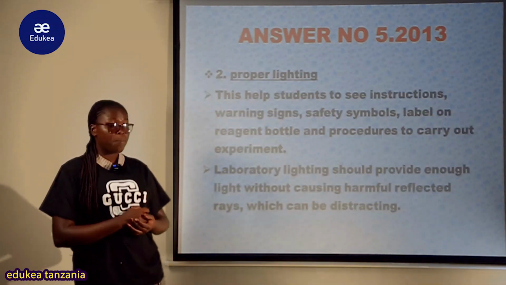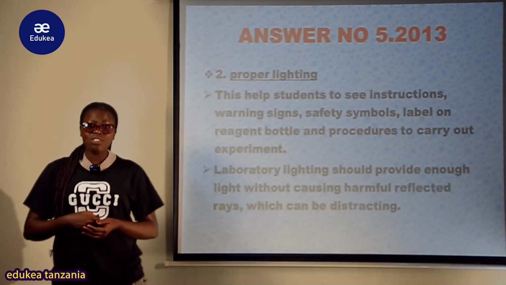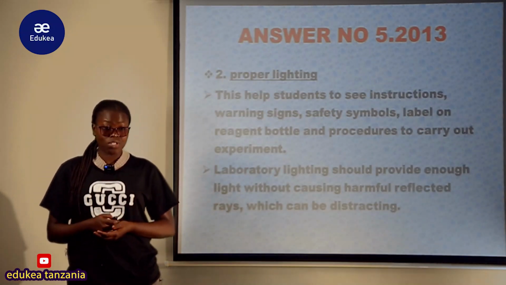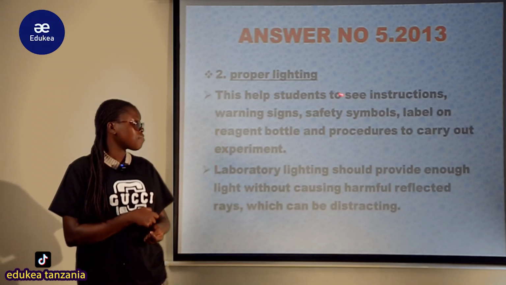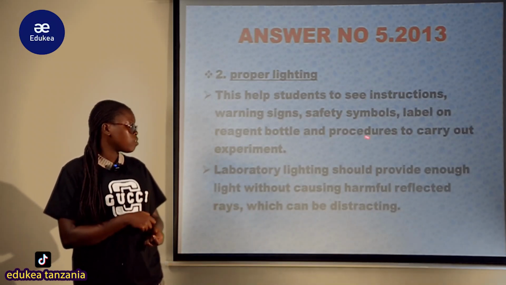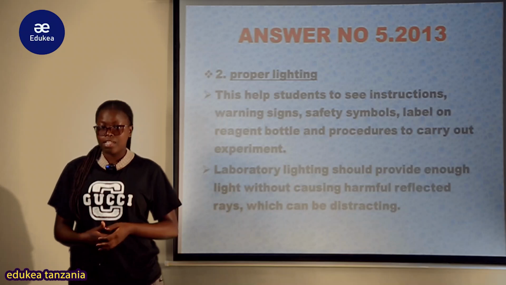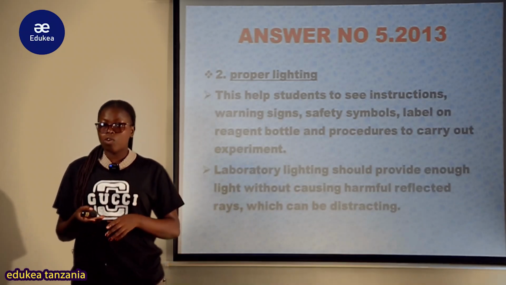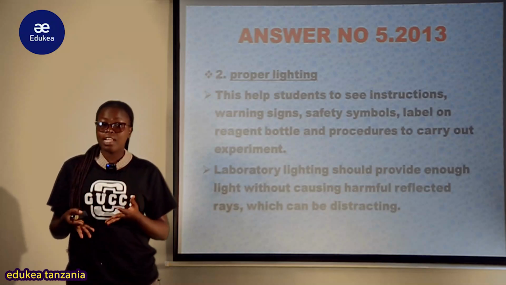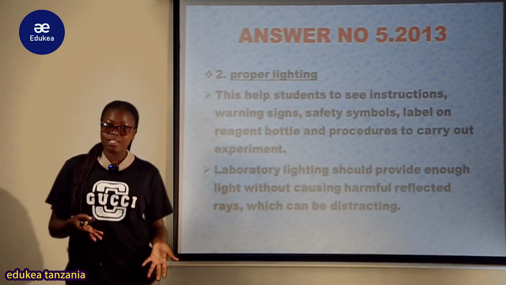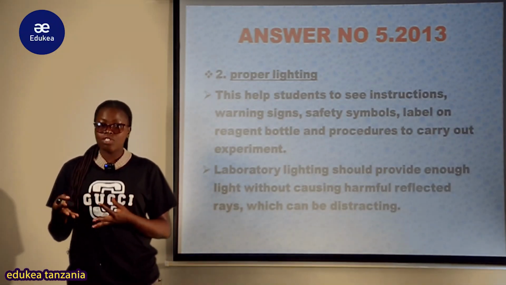Another qualification is proper lighting. A good laboratory lazima iwe na mwanga wa kutosha. So this helps students to see instructions, warning signs, safety symbols, and label reagent bottles and procedures to carry out in the experiment. You can't get a laboratory kwamba kuna giza. Lazima pawepo na mwanga wa kutosha wanafunzi, kwa sababu within the laboratory there are used apparatuses, chemicals, reagents.